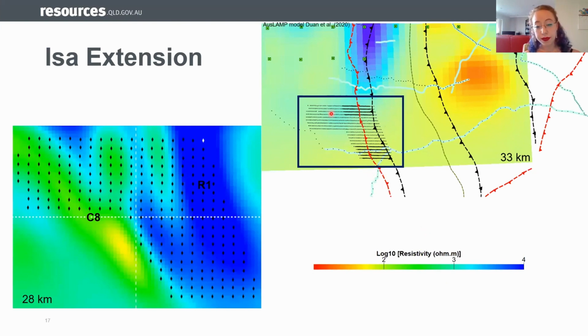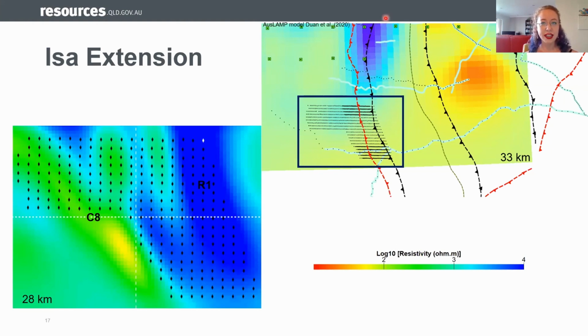So there's some 3D modelling available for the Isa Extension Survey, and this is work that I did a number of years ago now. But there's really only two features of interest here for this project. So what I've done is just taken a depth slice out of that 3D model, and you can see the eastern side of the survey, there's a massive resistive block, and on the west, there's a slightly complex, moderately conductive structure. So this is very consistent with what we see just to the north of the survey.